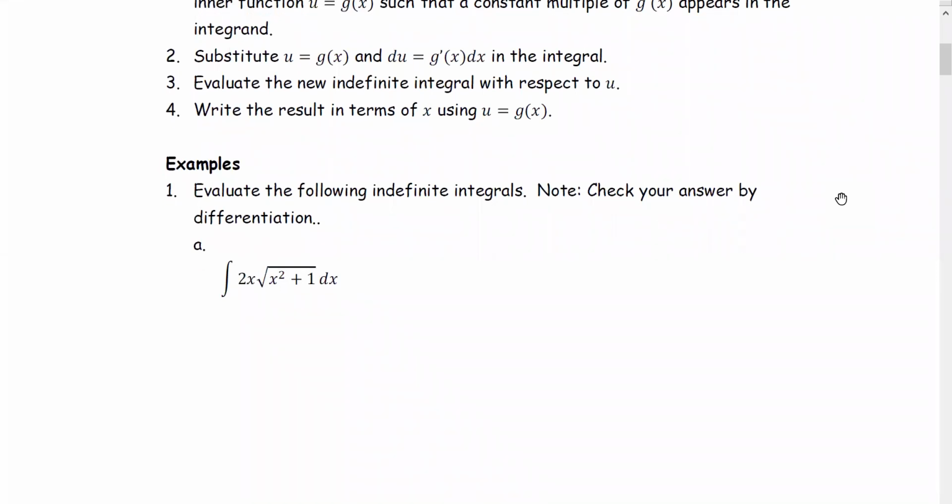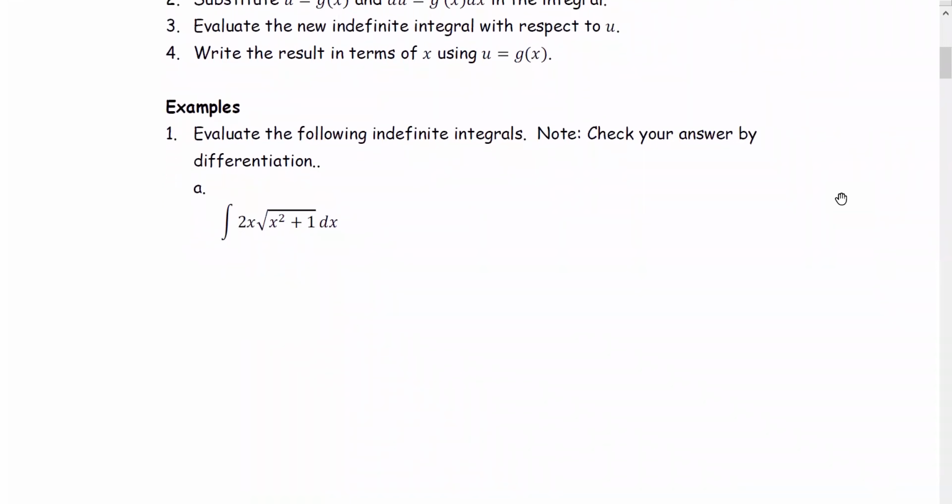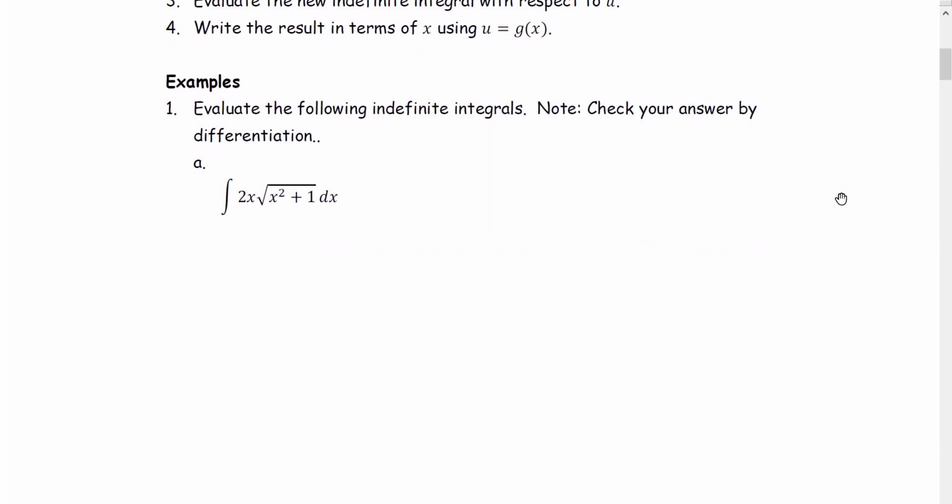See the first example. We will evaluate the following indefinite integrals, and we can check the answer by doing the differentiation. In part A, we see the integrand in the form of 2x multiplied by the radical of x squared plus 1. We see the square root of x squared plus 1 as a composite form. In this case, the inner function is x squared plus 1, so we let u be x squared plus 1.